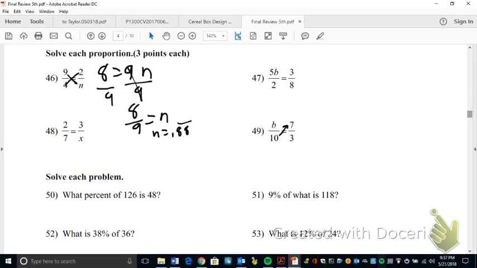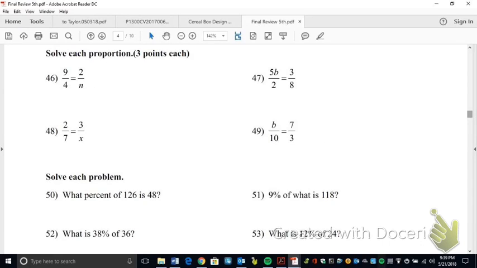Same thing, moving on to 49. We're going to go 10 times 7 and b times 3. So we end up with 3b equals 70. Divide both sides by 3. And we get b equals 70 over 3. Or if we want to put it as a decimal, it would be 23.3 bar. Something like that. Yeah, exactly that.